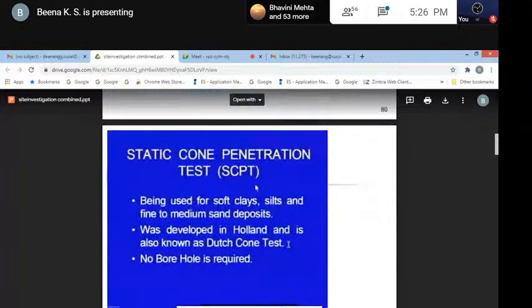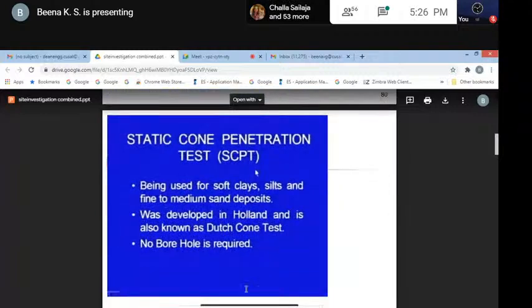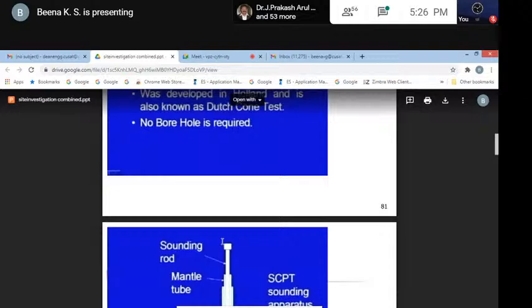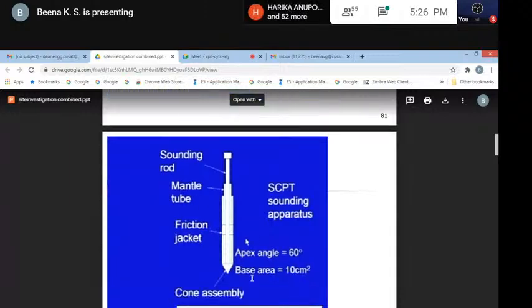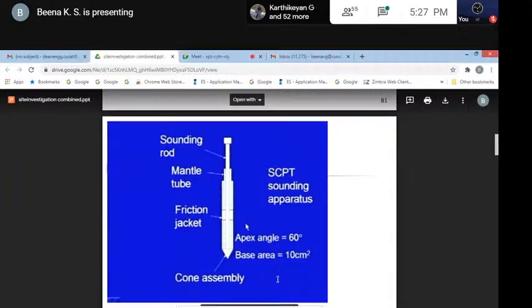Now coming to the static cone penetration test, used for soft clay, silts and fine to medium sand deposits. It was developed in Holland and is also known as the Dutch cone test. No borehole is required here. Here we have a sounding rod, a mantle tube and a friction jacket. Normally an apex angle of 60 degrees is used, with a base area of 10 centimeter square.